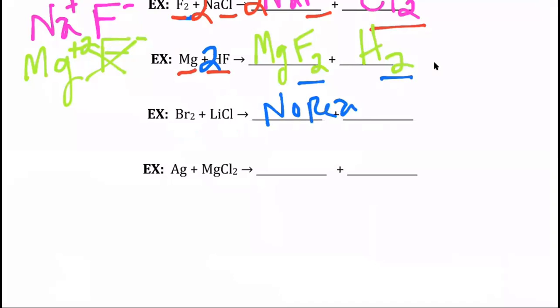or you can just write NR to kind of shorten it. So you don't have to write any formulas, you don't have to worry about balancing or anything, you just write no reaction or NR, and that's it, you're done on that one. Okay. So that's how it would work if you get one that's a no reaction. The single element's lower than the one it's trying to replace in the compound. That means it can't do it and it's no reaction.